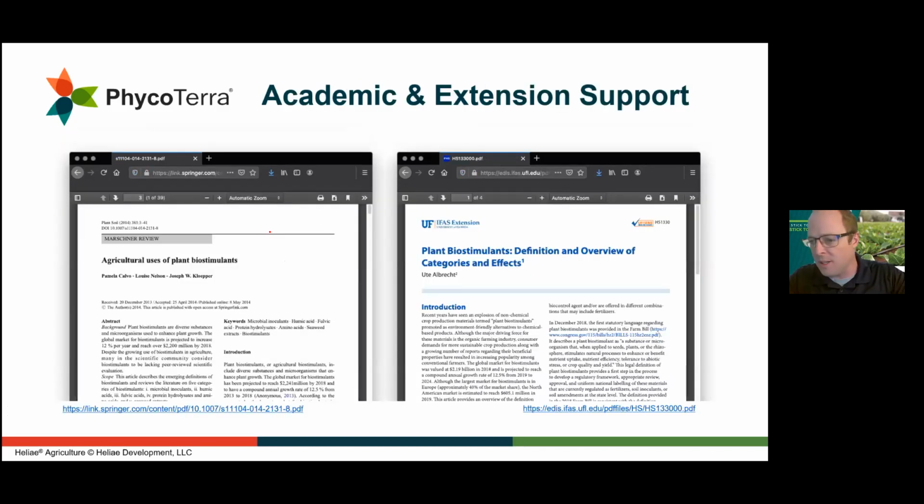One thing we also see catching up is the academic and extension support, where they've taken a very deep look at how these products work. So here's a great example from Plant and Soil, agricultural uses of plant biostimulants. That's on the left side of the screen. And just talk about how do the products work? What is the mode of action? What do these products do best? And then some other reading here from the Florida Extension Service, just helping us make sense of it all.